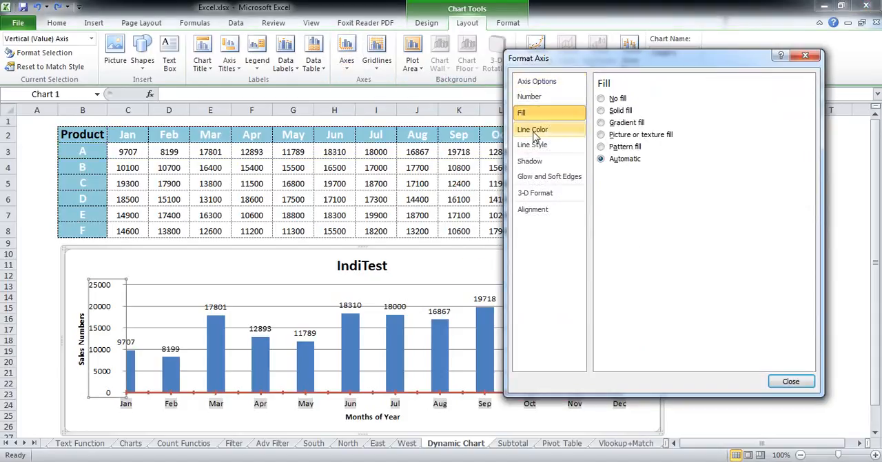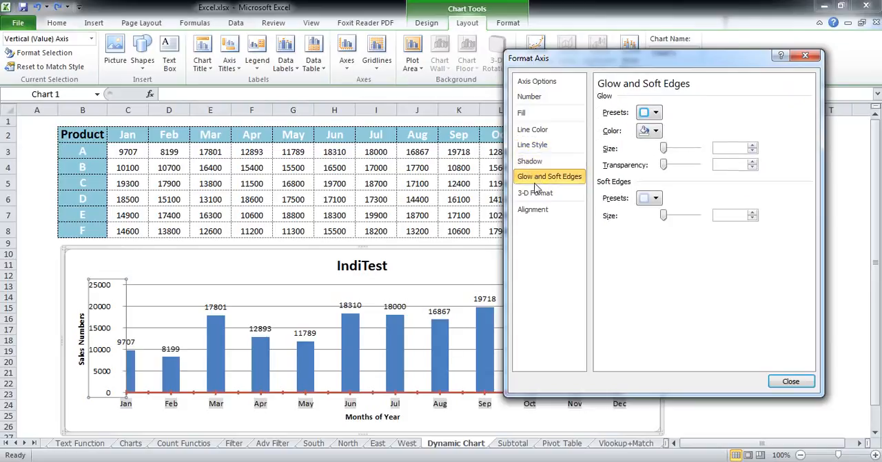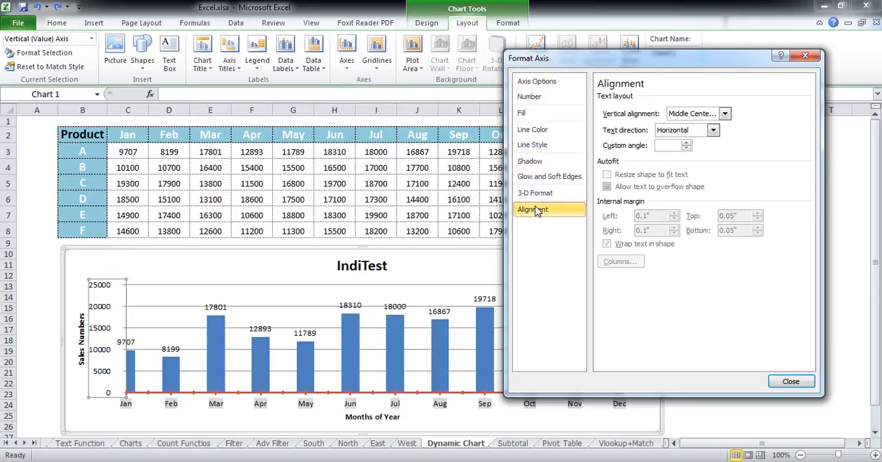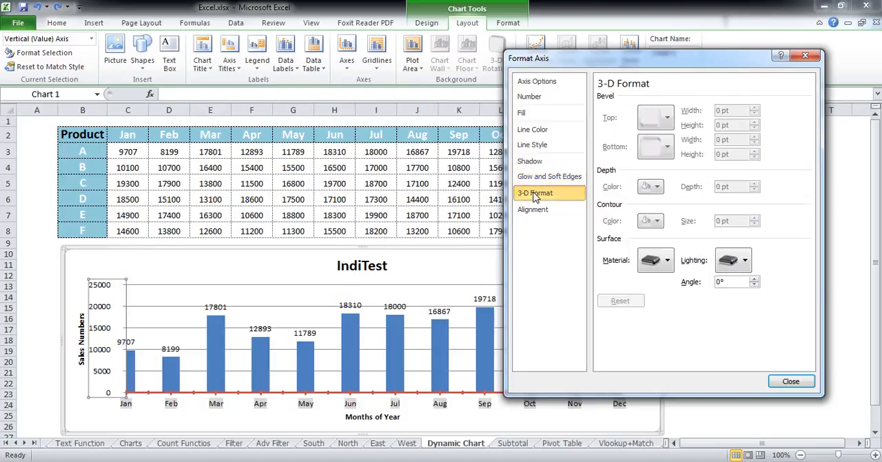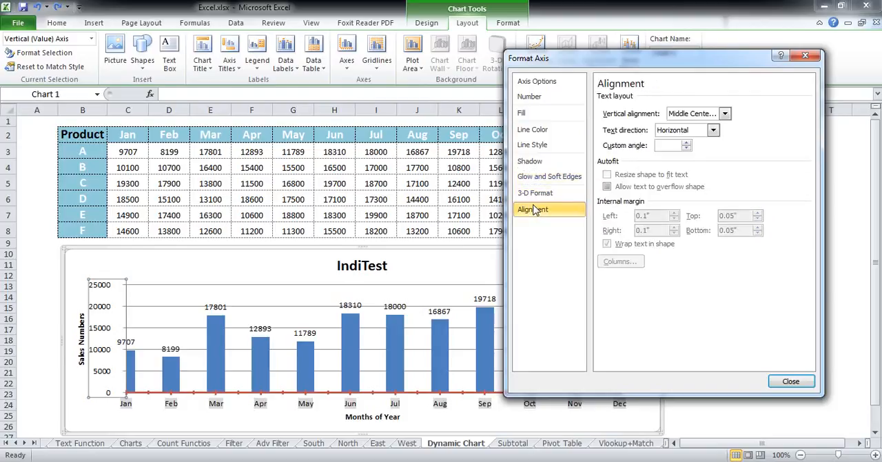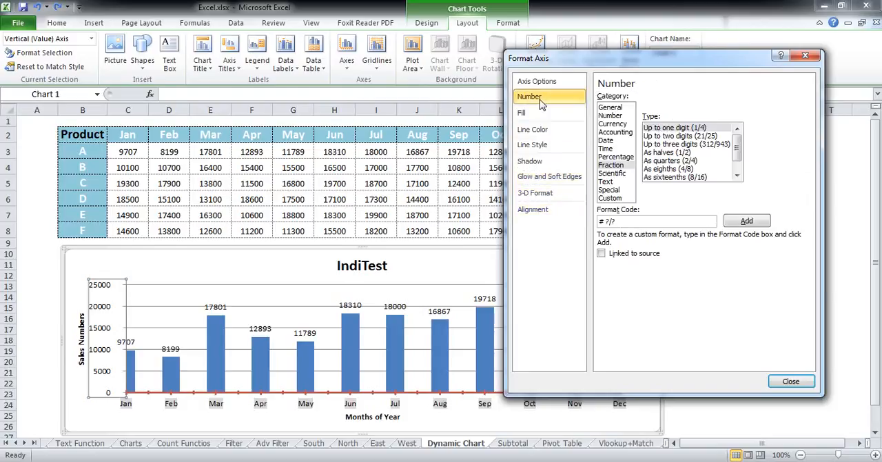Now, these seven options are something that we have already discussed in a separate video, and they are repeated in this Format Axis options also, and they need not have any previous discussion. You can refer to our previous videos for more information on the same. Now, the options which are worthwhile discussing are the Number option and the Axis Options available in this.